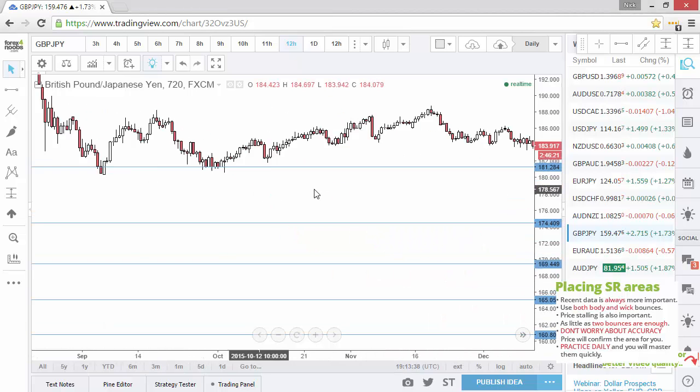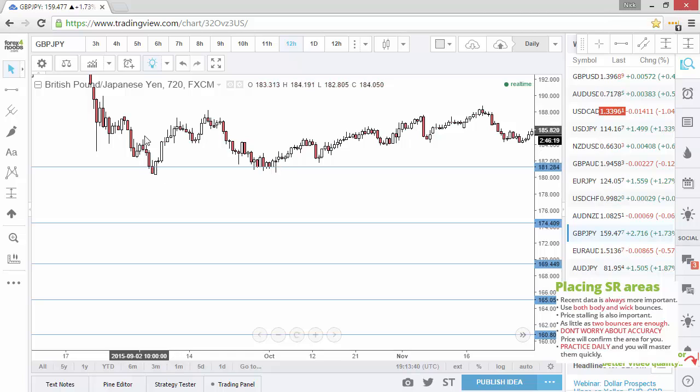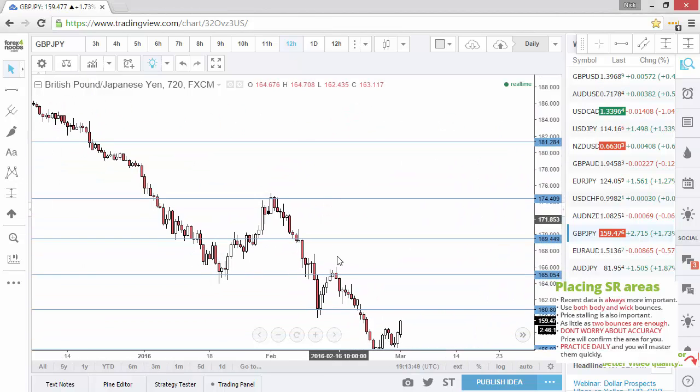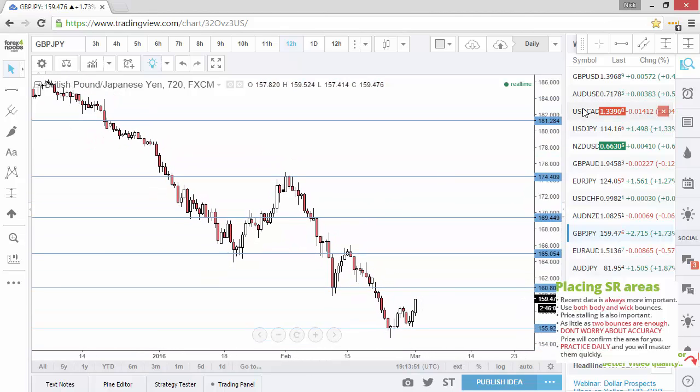And this one up here is placed based on these recent bounces. September last year, price bounced from here and from there. So that's, you know, easy placements. Yeah, so we got GBP, JPY placed.